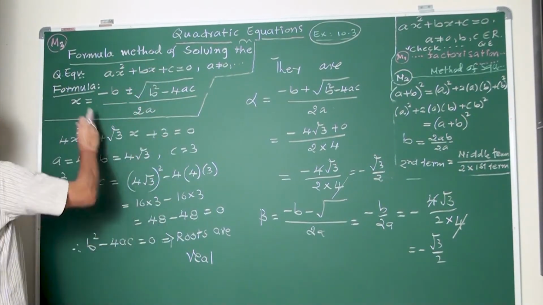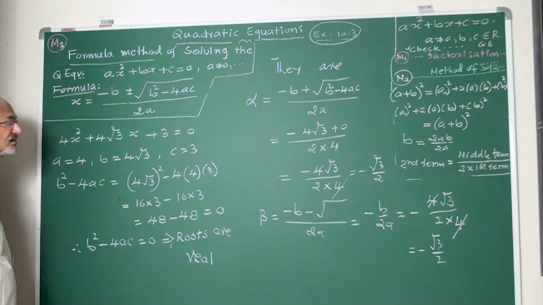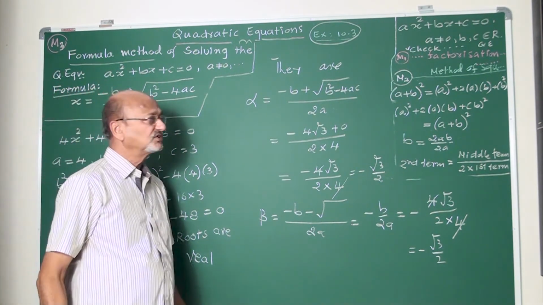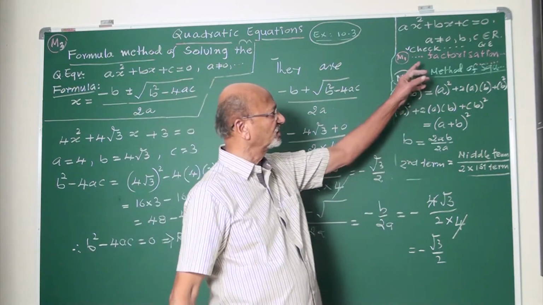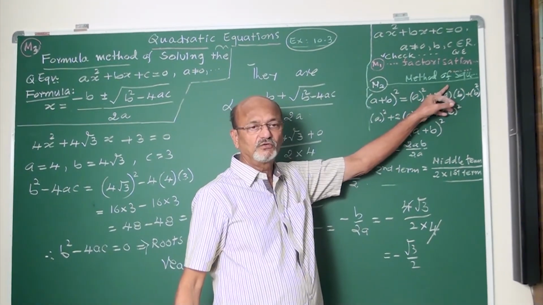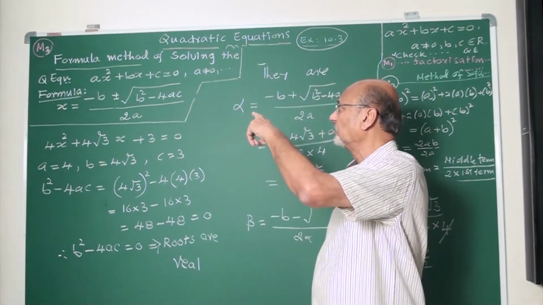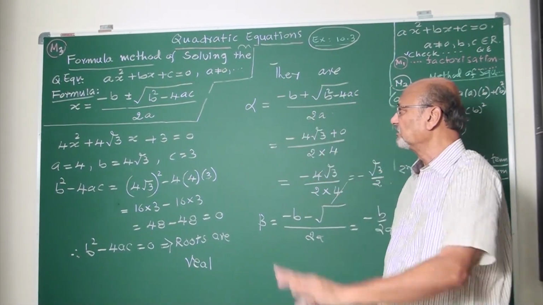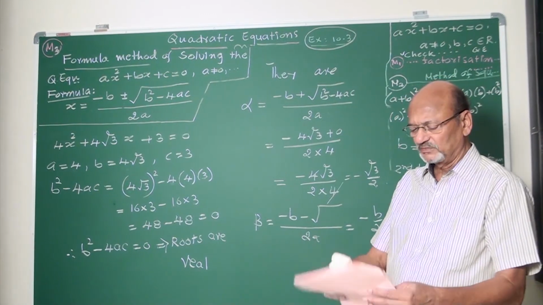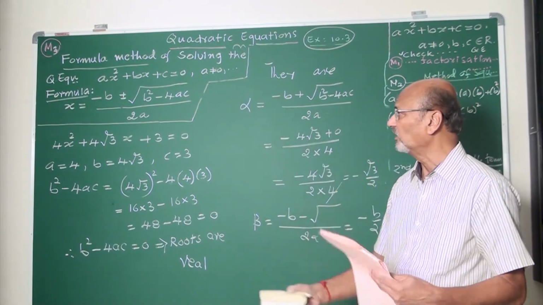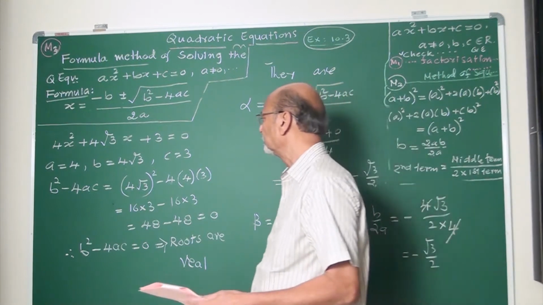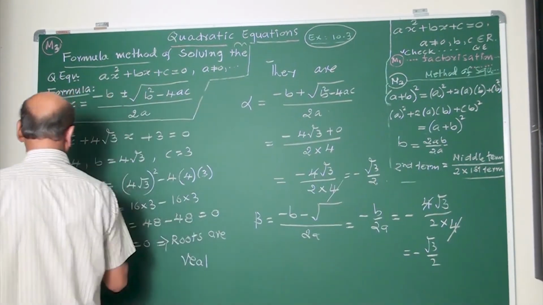Yes, my friend. This is the third method. These are the three methods, my friend. First is factorization. Second is method of completing the square. Third is formula method. These are some examples. Then I do some typical examples on formula method, my friends.